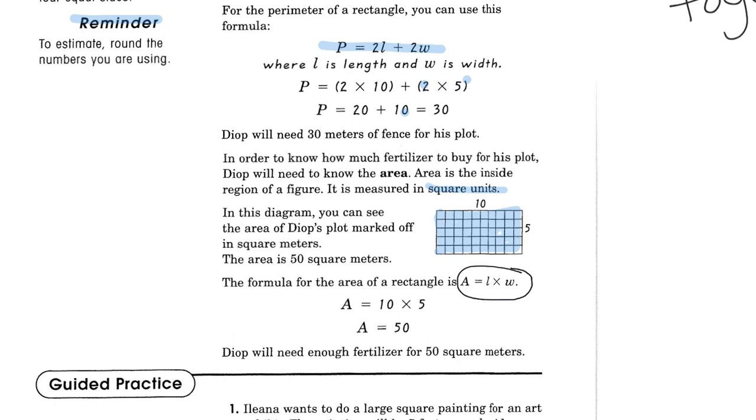So if I counted each one of those little tiny squares, I should get 50. I don't want to have to count them if my figures get much bigger. So my formula, length times width, area equals 10 times 5. So 10 times 5 is 50. So he'll need 50 square meters. Now, that's one way to write it, or you can write it meters squared. That little 2 above the M means square.